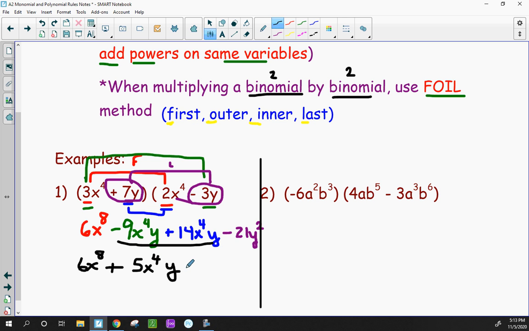And then last I see this -21y squared, and there's nothing else that matches it to kind of put together, so I'm going to stop right there. And so the final answer for that problem is 6x to the 8th plus 5x to the 4th y minus 21y to the second.